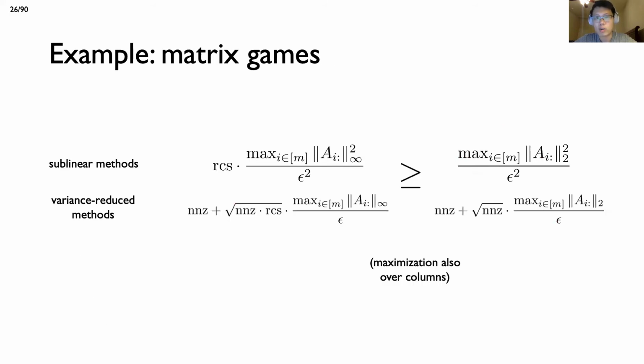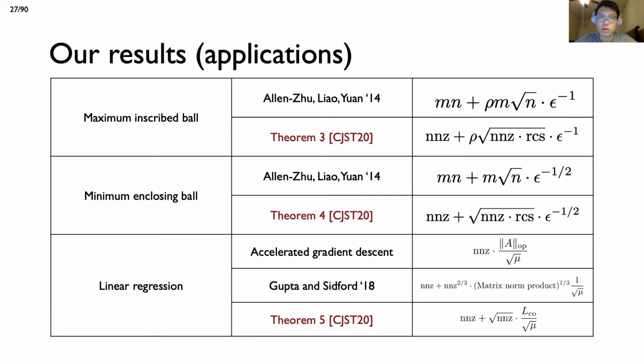As an example, we show our runtimes for matrix games, where the maximum L2 and L infinity norms of rows and columns are comparable. Our coordinate methods improve upon row column sampling by factors up to linear in RCS for fully stochastic methods, and square root of RCS for variance reduced methods. We also use our coordinate methods as subroutines in several applications, such as computational geometry and linear regression. We obtain wins when the interaction matrix is sparse, and further wins when it's numerically sparse. These improvements will be elaborated on later in this talk. I'll now turn it over to Yujia to explain our algorithm design.